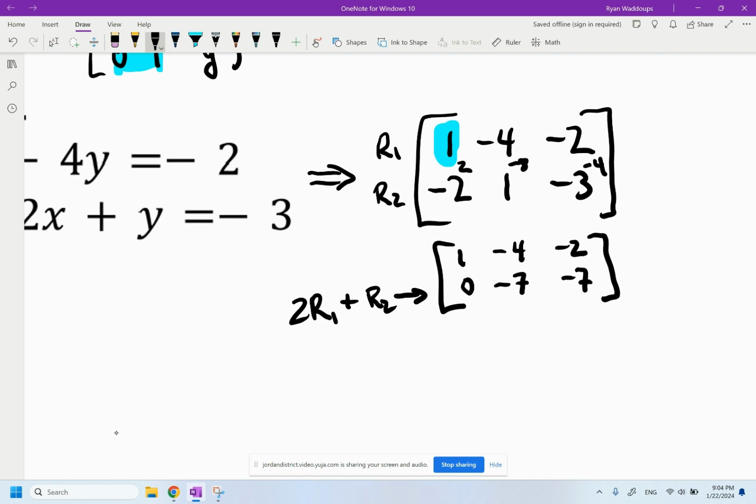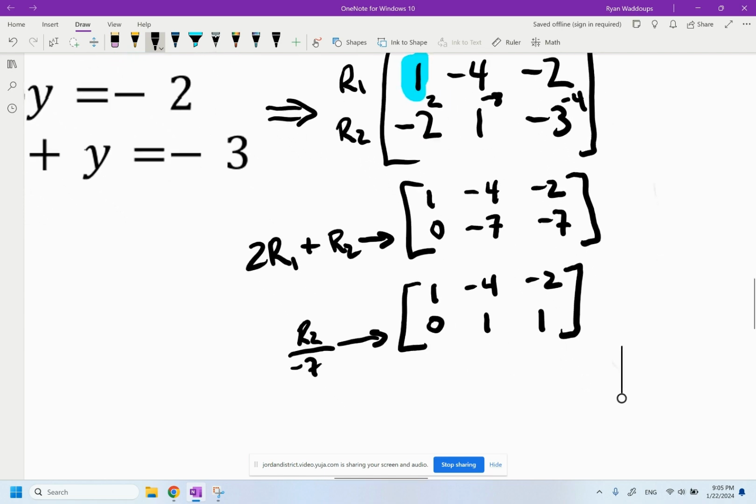So I'm going to take the top row, stay the same, 1, -4, -2. But to get the bottom row to equal 0, 1, I'm going to divide it all through by -7. So I'm going to take row 2, divide by -7, and that will give me my new row 2. So 0 divided by -7 is still 0. -7 divided by -7 is 1. And then over here, -7 divided by -7 is also 1. So that's my new row 2.